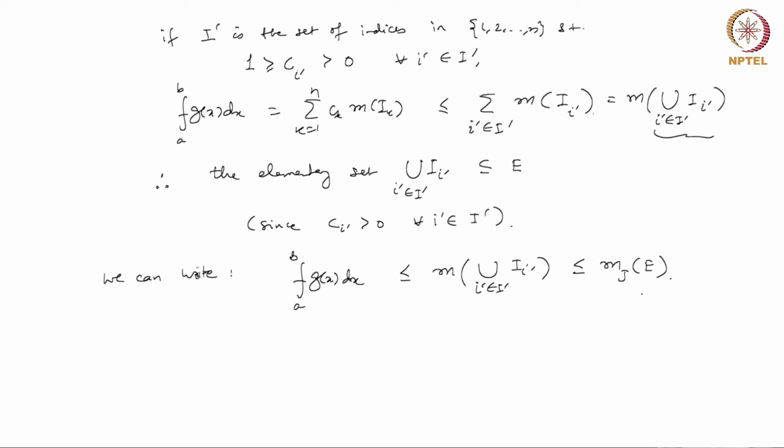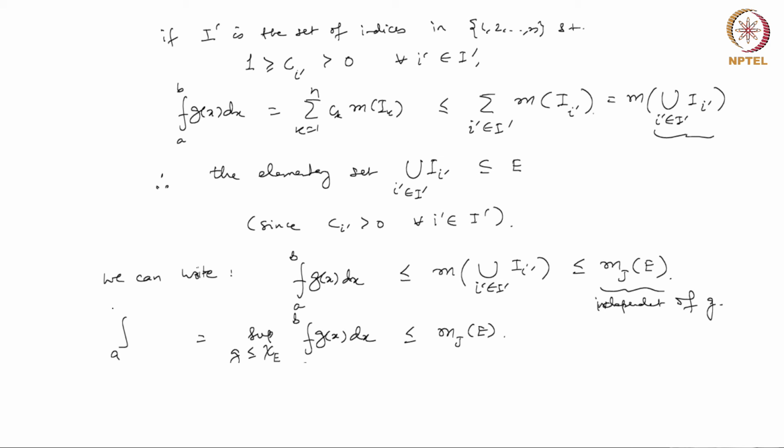Now the right hand side of this inequality is independent of g. So therefore we can take the supremum over g less than or equal to chi E, g piecewise constant, and take the values of the Riemann-Darboux integral of these piecewise constant functions, and this supremum will also be bounded above by the inner Jordan measure of E, and this is nothing but, on the left hand side, by the definition of the lower Darboux integral.